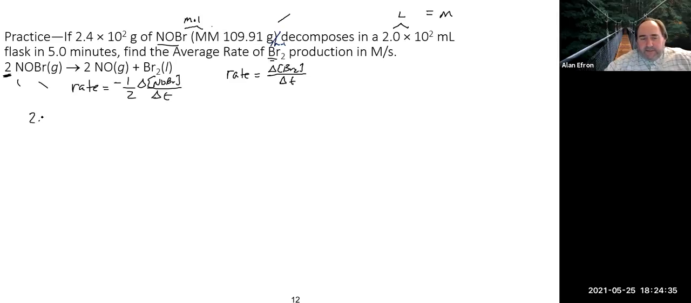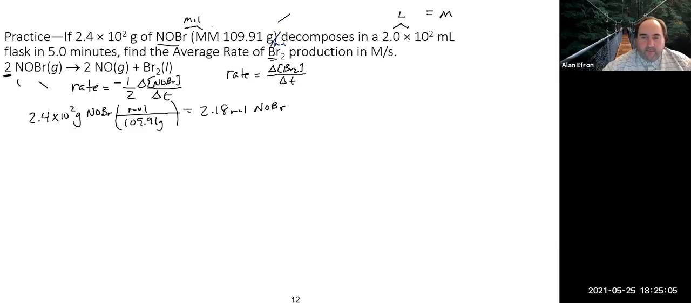We're going to take the NOBr information, which is 2.4 times 10 to the 2 grams NOBr. They were nice enough to give us the molar mass from the periodic table, which is 109.91 grams per mole. That's going to get us 2.4 times 10 to the 2 divided by 109.91, which gets us 2.18 moles of NOBr. We can convert 200 milliliters into 0.2 liters by dividing by 1,000. That will then get us the molarity, or the concentration, of the NOBr that's decomposing. So if we divide by 0.2 liters, that gives us 10.92, we'll call it, molar there. First off, any questions on that part of it?